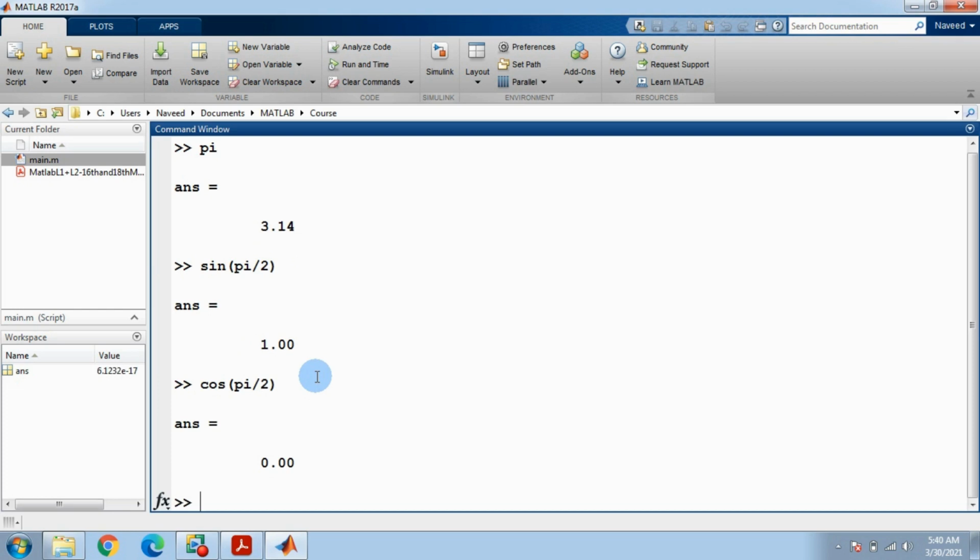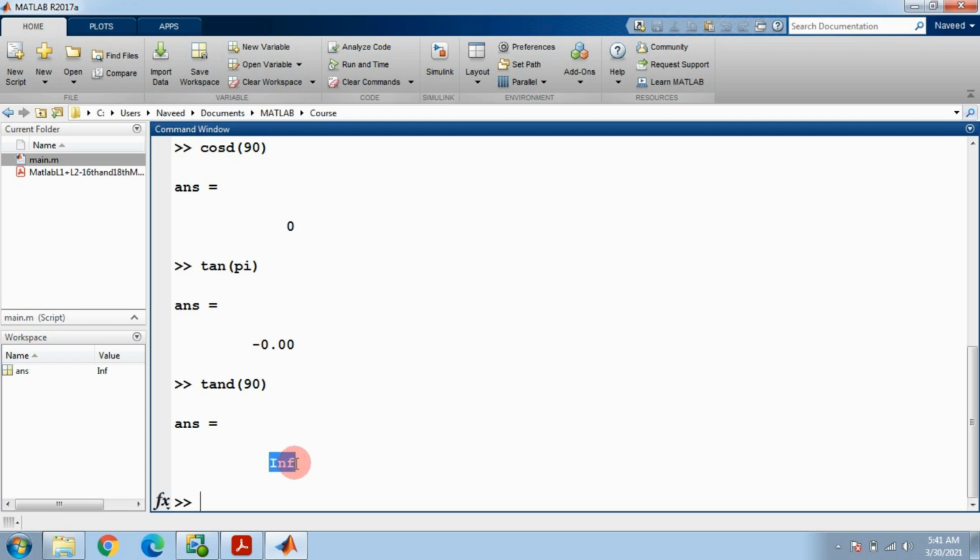Now if I want to take the sine of the angle, but that angle is in degrees, then the function for it is sind. So sind of 90 should give us 1 again, and cosd of 90 should give us 0. Same goes for tangent. So tangent of, let's say, pi gives us minus 0, or tand of, let's say, 90 gives us infinity.